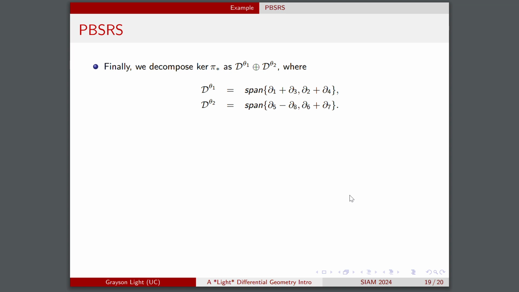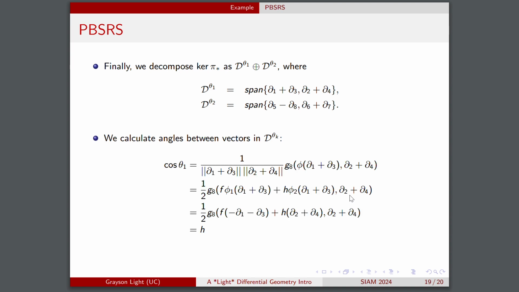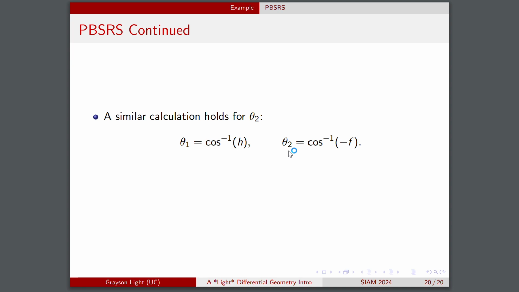We write these distributions here. D theta 1 is this first span on top, D theta 2 is the second span on the bottom. They clearly sum to kernel pi star, but not only that, because there's only two vector fields that generate the span, the angle between any two that we choose is going to be the same, and they are functions across our entire manifold. This is done for D theta 1 just by calculating the angle between these two guys right here. Turns out it's actually quite simple, just related to h here. And a very similar calculation shows that theta 2 is also related to f, very, very simply. And so indeed, this is a pointwise bi-slant Riemannian submersion.